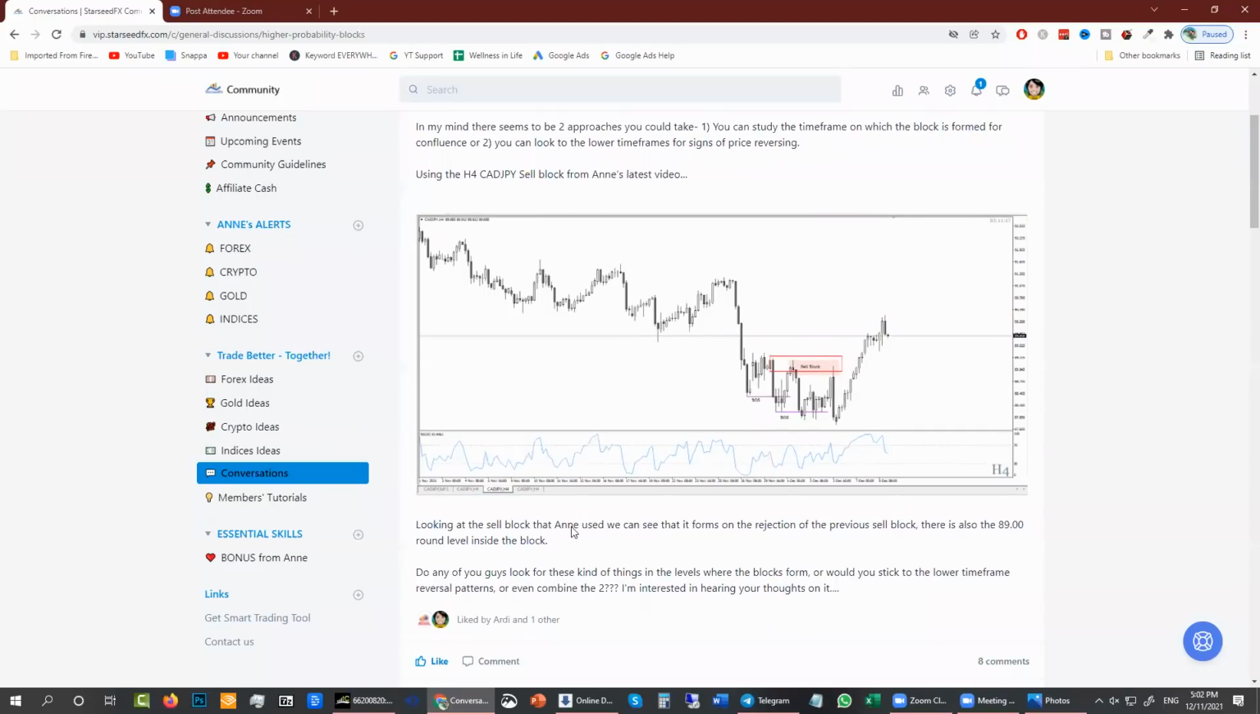Looking at the sell block, we can see that it forms on the rejection of the previous candle's sell block. There is also the 89 price round level inside the block. Do any of you guys look for these kinds of things in the levels where the block is from, or would you stick to the lower time frame reversal pattern, or even combine the two? I'm interested in hearing your thoughts.